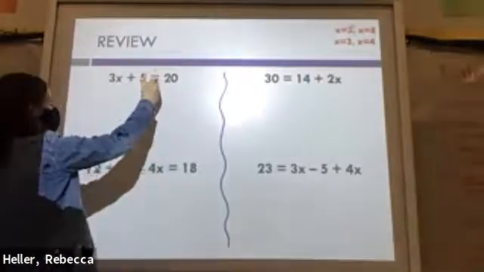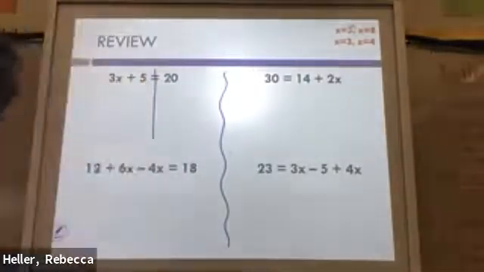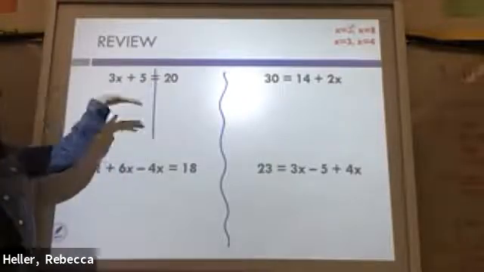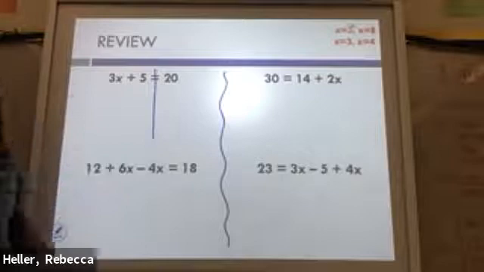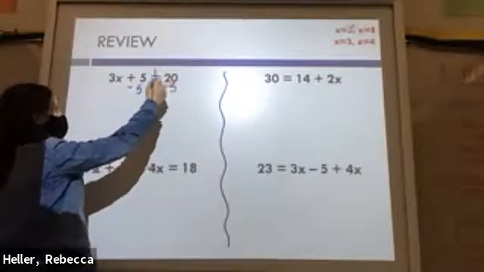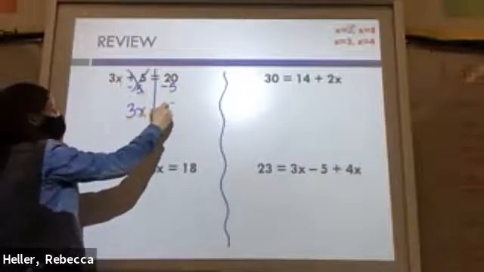I'll start with you guys. You guys remember our goal is to get the value of x, or the letter x, by itself. Does anyone think they remember what I would do first in this equation? Good. Subtract 5 from both sides. So we get 3x equals 15.